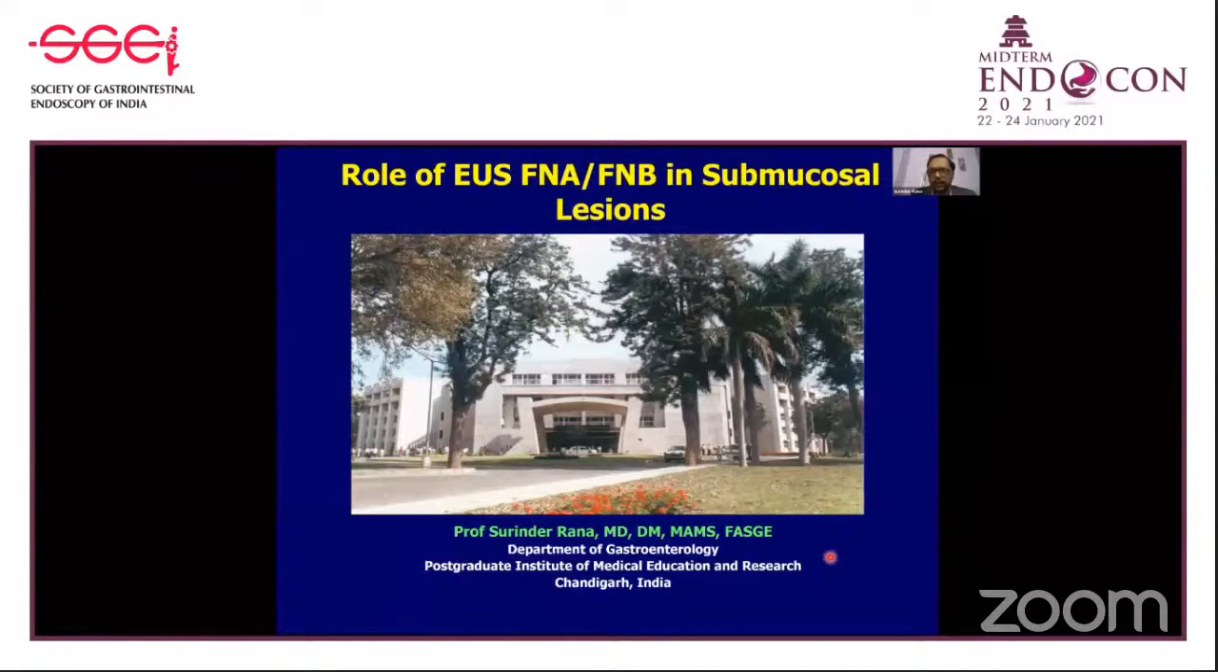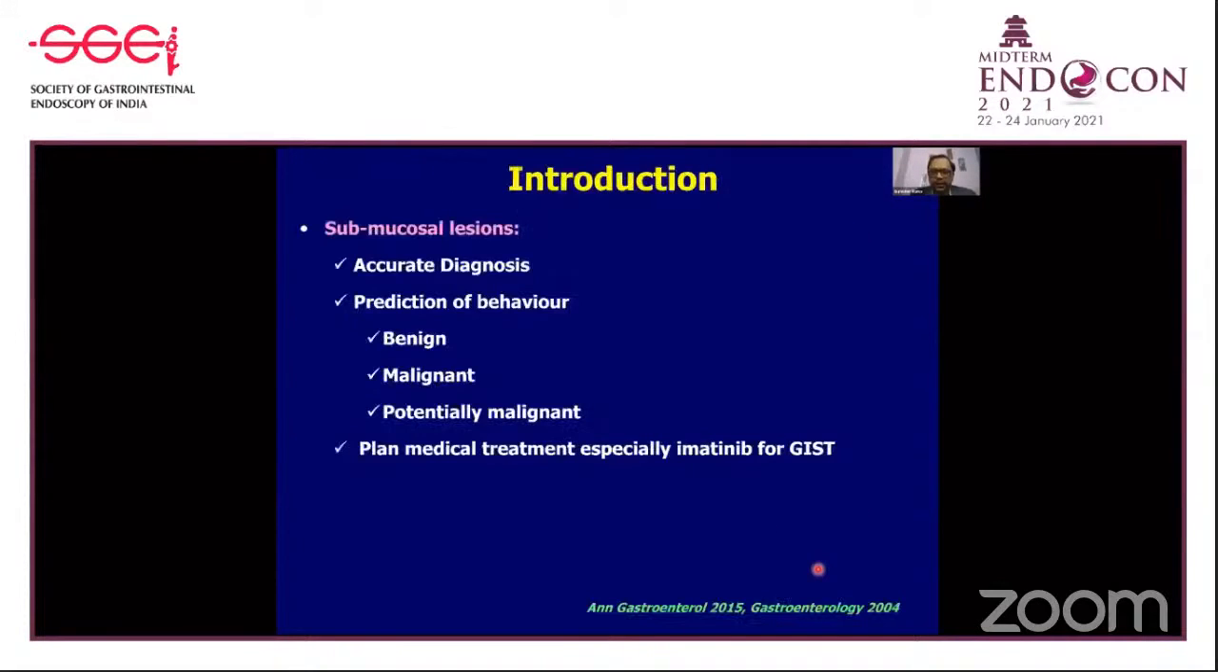We have just heard a beautiful lecture on the role of endoscopic ultrasound in evaluation of submucosal lesions, and in continuity of the same, I am going to talk about the role of EUS, FNA and FNB in evaluation of patients with submucosal lesions. We all know that when we have submucosal lesions, we have three aims to achieve. First is to have an accurate diagnosis. Second is to predict the behavior of the lesion, whether it is benign, malignant, or potentially malignant.